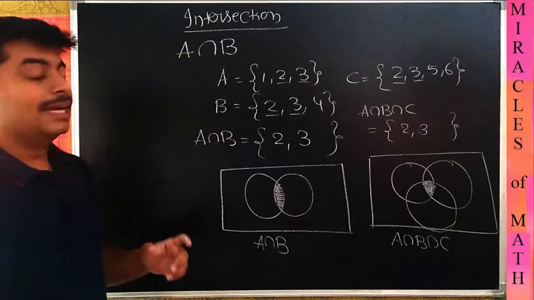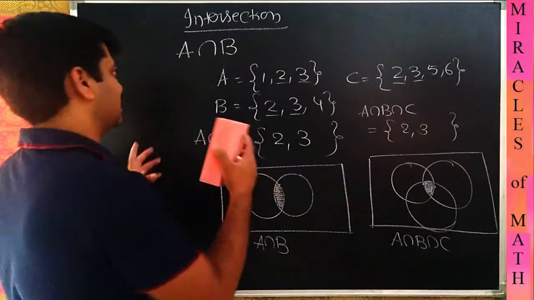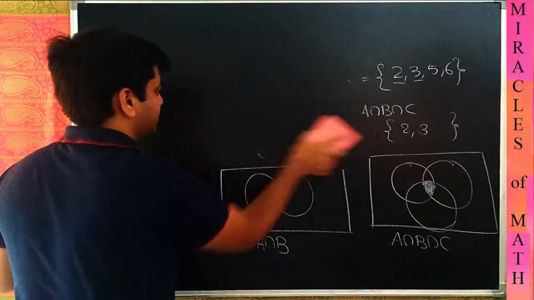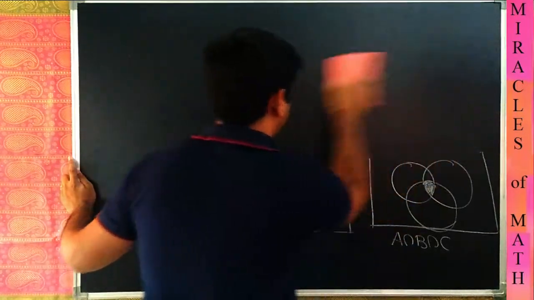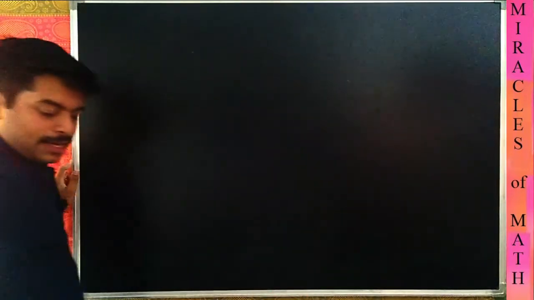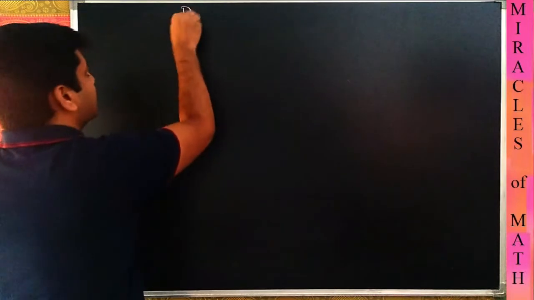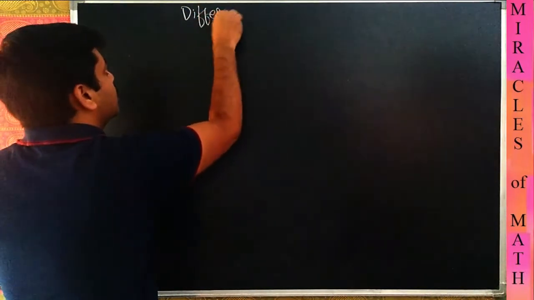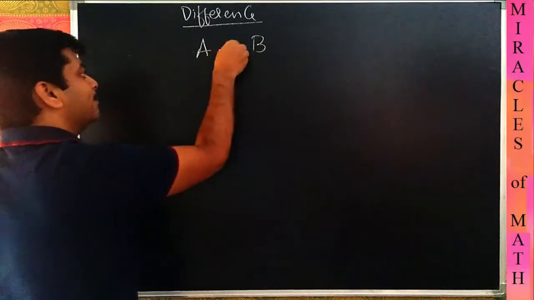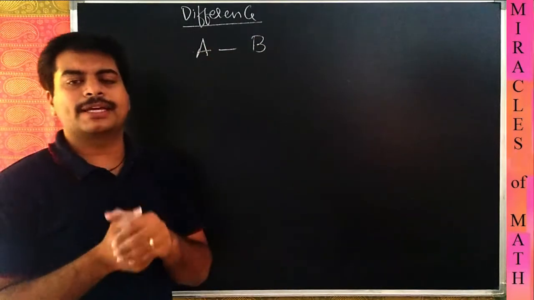Next we will see difference of sets. Just like the difference of numbers, we will see difference of sets. What are difference of sets? So if you have a set A and set B, the difference is A minus B. What is the meaning of A minus B?